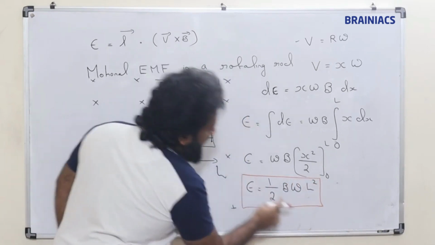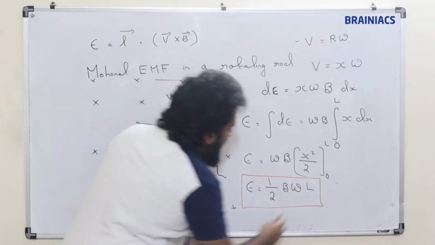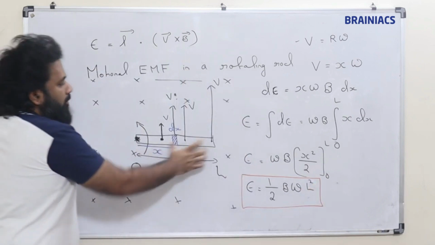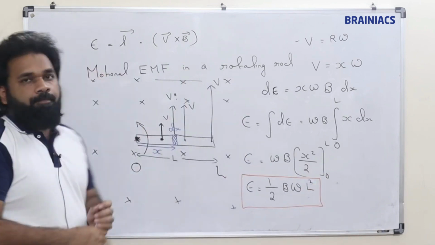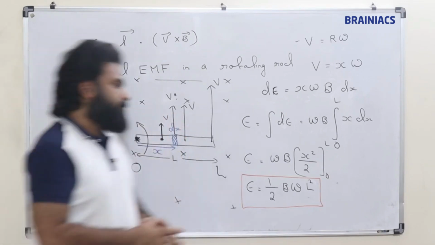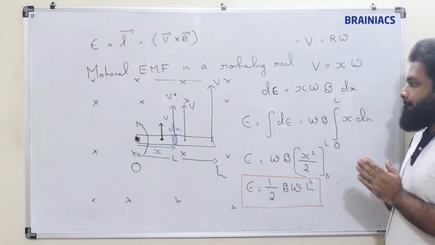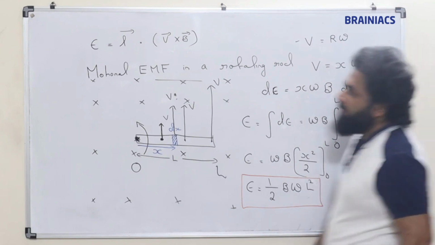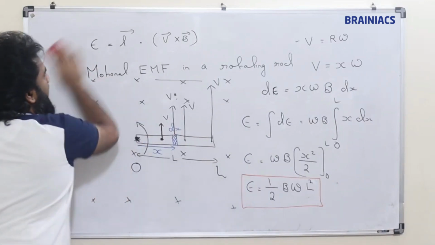This is going to be the EMF that is generated between the edge of, or between 2 points in a rotating rod. Clear or what? So EMF in a rotating rod. Please note down. Clear? Pause the screen and note it down. Okay, clear?